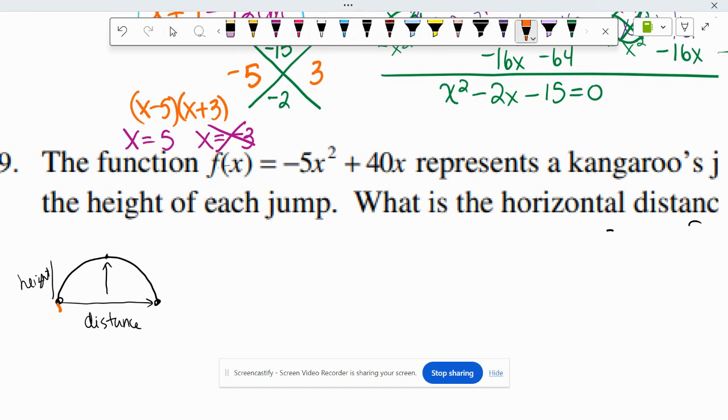Well, we know that it starts at 0, so we really are just looking for this number right here to figure out how far it jumps. Well, if I want to know the zeros, that means I have to set it equal to 0 and factor. So negative 5x squared plus 40x. What's the greatest common factor that I can take out of there, Coral?